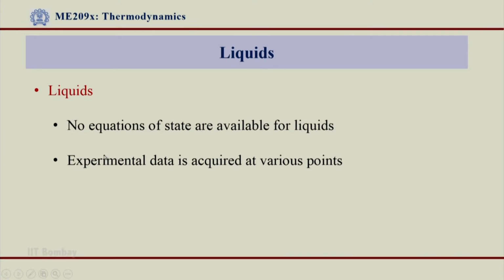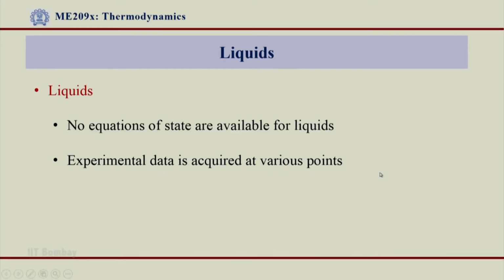So what do I have? I conduct a lot of experiments. This is very important for liquids. I do not have any equation of state, and therefore what I have is basically experimental data. So I conduct experiments at various important pressures and temperatures and acquire data at those points. For example, for water, 0 degree centigrade, 100 degree centigrade, and some important pressures, 1 bar, atmospheric pressure, 10 bar, etc., and get all the property data at those points.